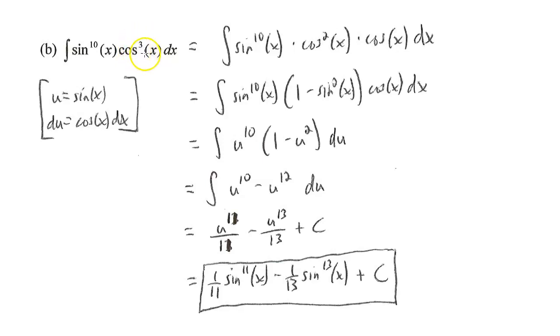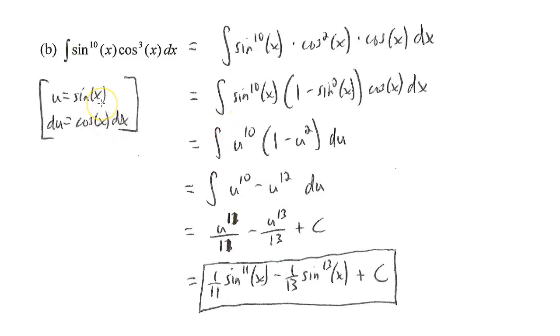We have a cosine cubed. So what we're going to do is break off one of those cosines and write cosine cubed as cosine squared times cosine. Now, eventually, we're going to do a u substitution where we let u be sine, and the du will be this part out here, cosine x dx. But then what about this cosine squared? How do we deal with that? Well, cosine squared is 1 minus sine squared. So what we have is sine to the 10th times 1 minus sine squared times cosine x dx.